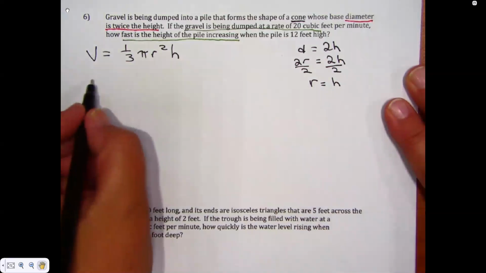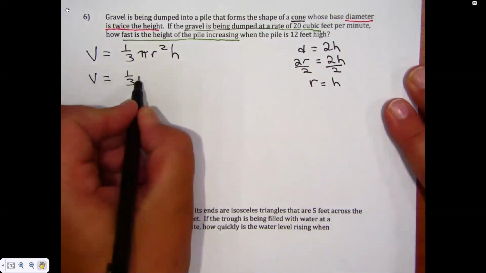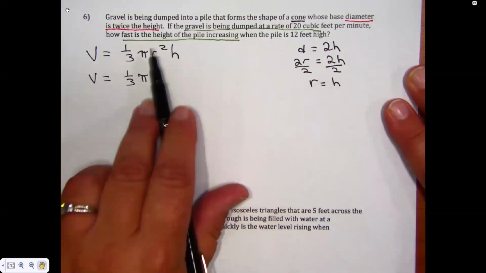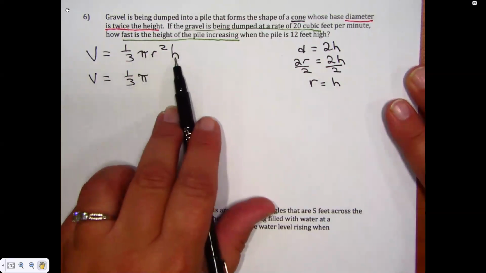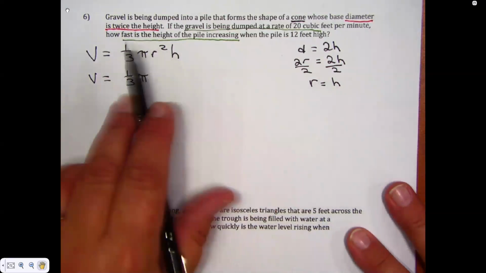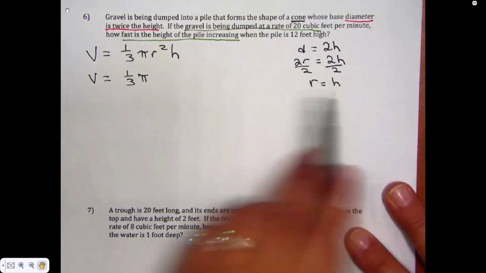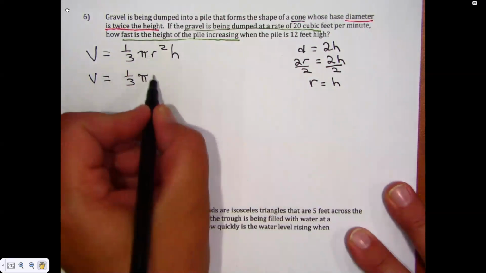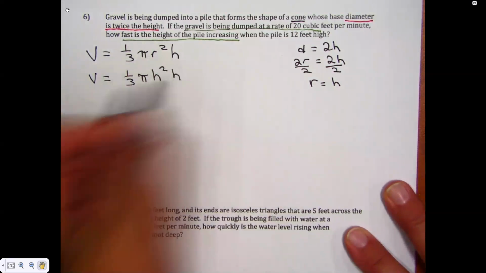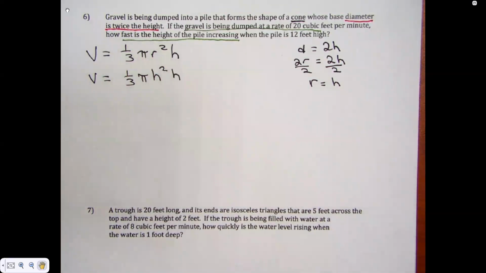So what that means is we can write 1/3 pi. Now, should I put the h in for the r, or should I put something in for the h? But it talks about how fast is the height. So that means I want to leave the h. And so I'm going to put then an h in for the r, and I still have h. You could go either way, but because the question asks about height, I better leave h in there so that I can answer something about the height. Otherwise, I'll answer something about the radius, but it's not asking me about the radius.